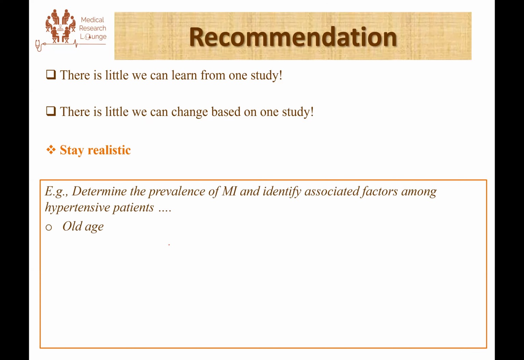So for our research example, what we found is that prevalence was 6%, and the important or significant factors were these three factors. So what do you recommend? Let's start with the first one. We found that being old is associated with higher odds of MI, or a higher risk of MI. So what do you recommend for this?